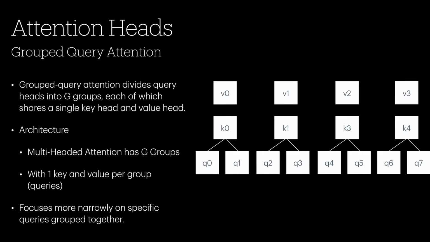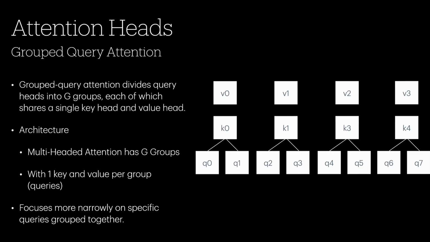Essentially, what's going to happen is you're going to have groups of keys and values, which are then shared with queries. Now, if you think about that for a second, that means that certain topics need to get grouped together and you're looking at less information at the same time. And the impact of that is that grouped query attention is focused more narrowly on specific queries, and therefore the results are going to be less integrated and essentially a more fragmented, less coherent response.